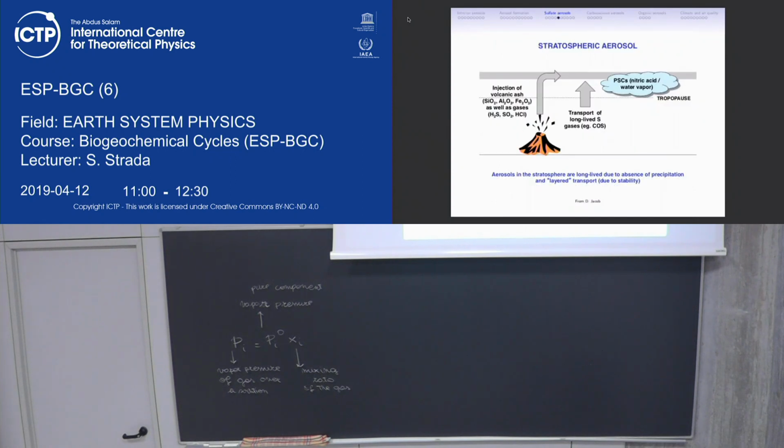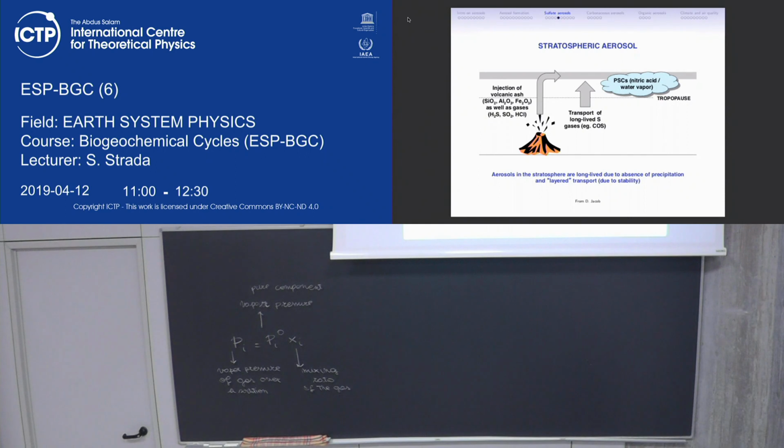And the sulfate aerosols represent one of the main components of stratospheric aerosols. So in the stratosphere, between like 12 and 30 kilometers, we have a natural layer of aerosols. And the main part are small sulfuric acid droplets. The sources of these sulfuric acid droplets come partly from the oxidation of carbonyl sulfide.